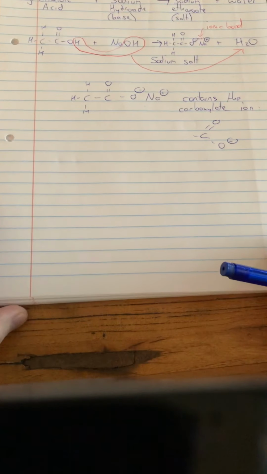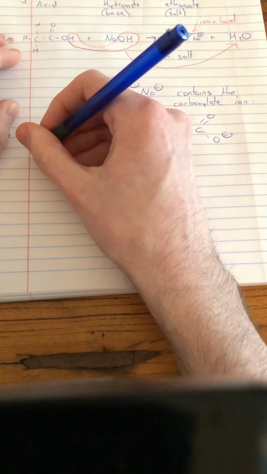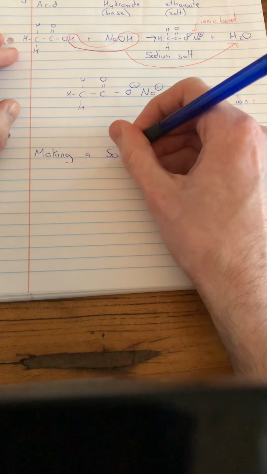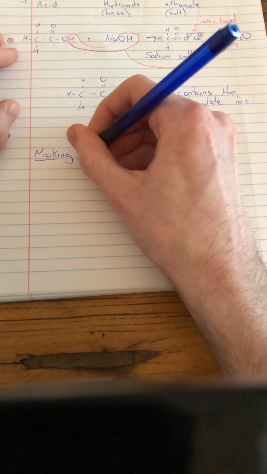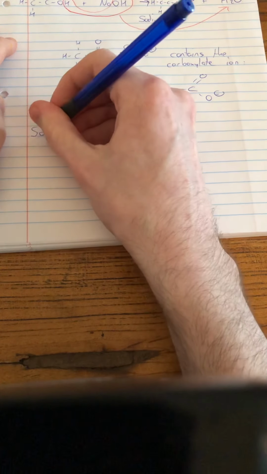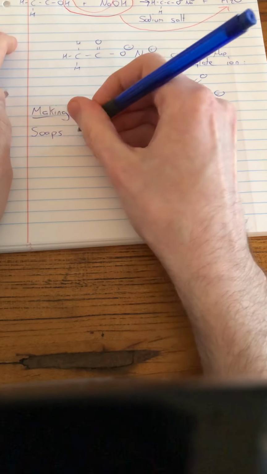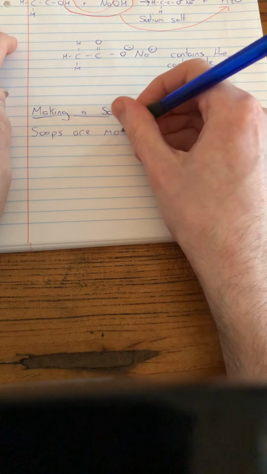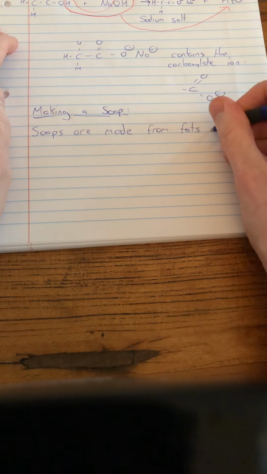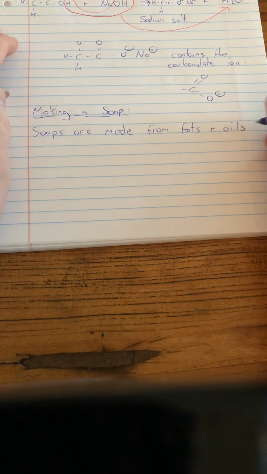Right, so let's start looking at how we make a soap. So put the wee subheading, making a soap. And I'll give you a wee bit of background, we'll look at the process, and then I'll go into detail about how the soap's made, the chemistry of it. Okay, so first of all, soaps are made from fats and oils. Okay, so you already know about fats and oils, yeah, they're triglycerides.